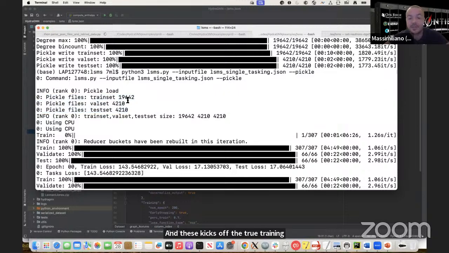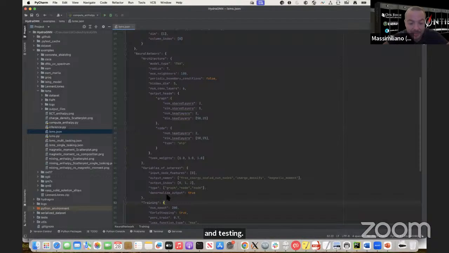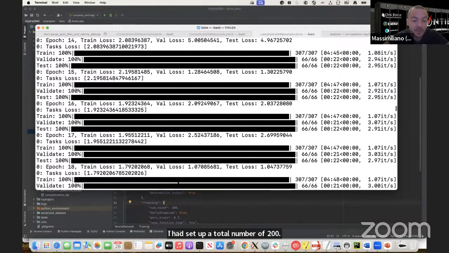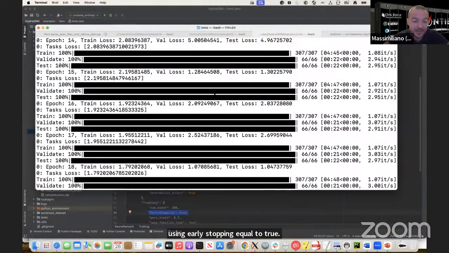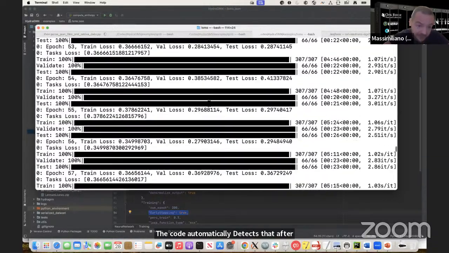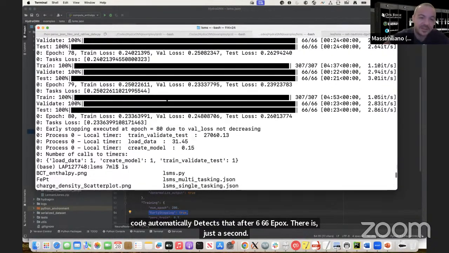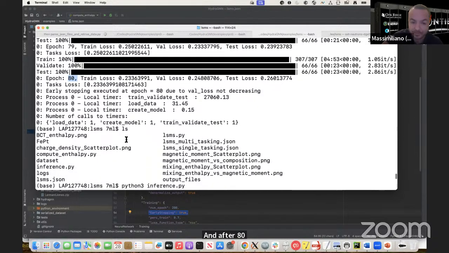Here, you see that 70% of the data is used for training, and then 15 and 15, respectively, for validation and testing. I had set up a total number of 200 epochs. However, since I'm using early stopping equal to true, the code automatically detects that after 66 epochs. Hold on just a second. Oh no, sorry, that happens for the multitasking. Here it runs for 80 epochs. And after 80 epochs, it understands that additional epochs are very likely not going to benefit the training anymore. And so it stops here.